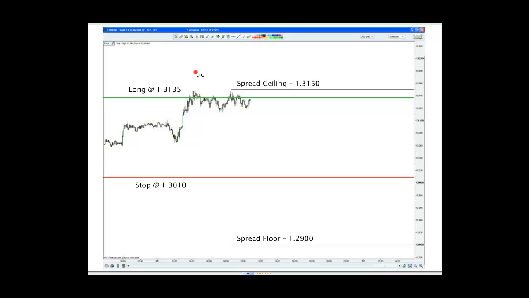So what we're going to talk about is, how can I still place this trade, actually have a stop loss farther back, but take on less overall risk? So let's take a look at how this might set up. We've got the underlying market at 131.35, spread ceiling at 131.50.